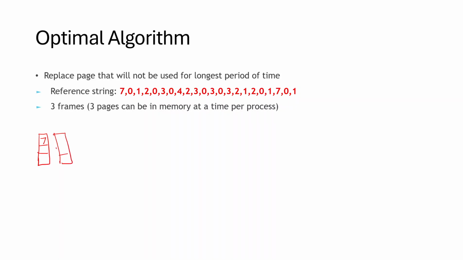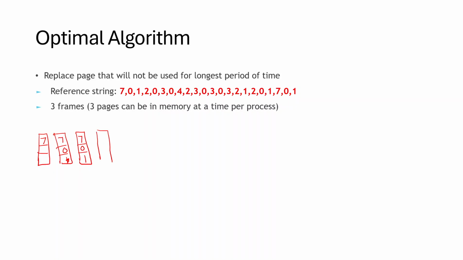Next, page 0 comes. It is also not available. There is a page fault. We put that into memory. Next, page 1 comes. It is also not available in the memory, so we put that page into the main memory. Now consider that main memory is full.